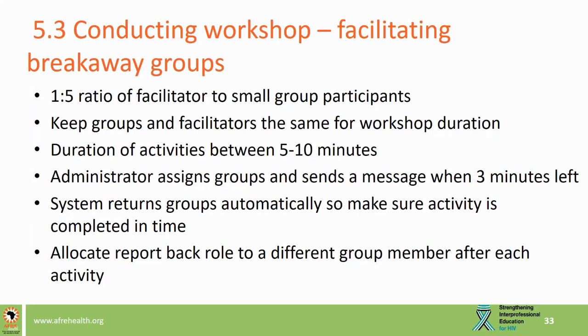So again, as we've discussed before, ideally we would like to have 5 participants to 1 facilitator, and the facilitators are the same for the workshop duration. If you set that up beforehand, it will remain the same. And if you have the workshop over 2 sessions, you can keep the same groups as well. We try to keep the activities between 5 and 10 minutes in the breakaway rooms.